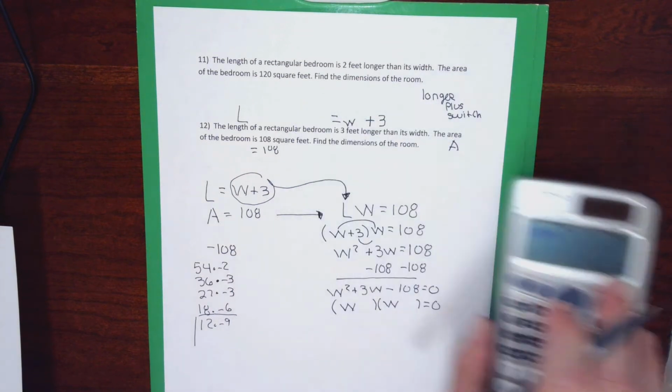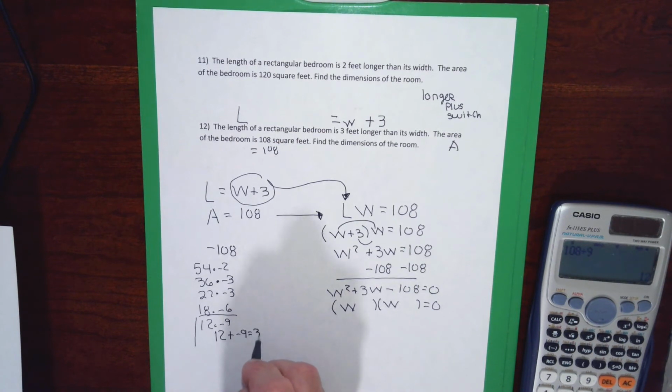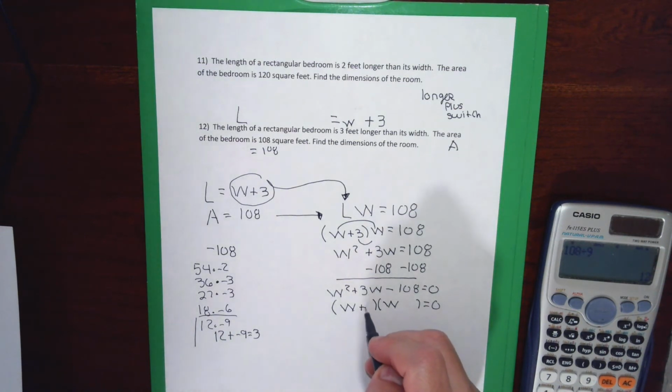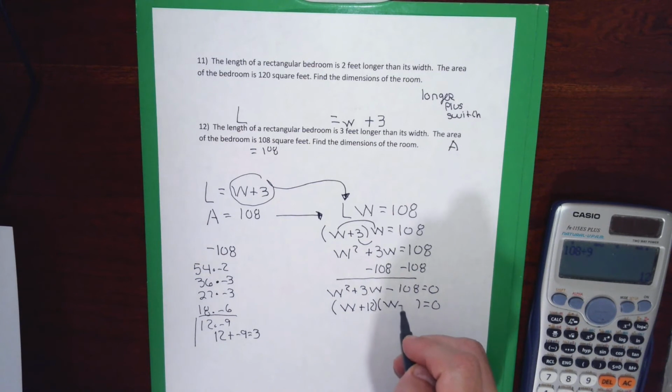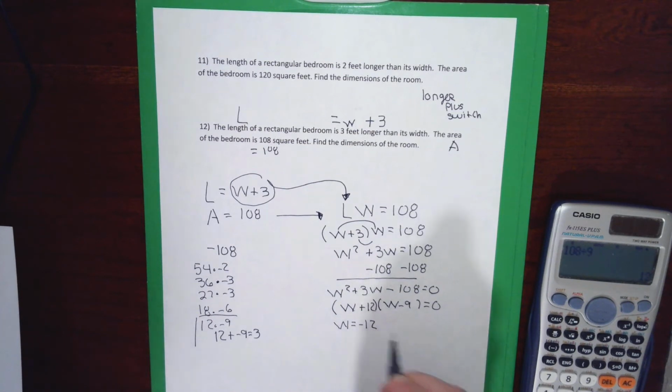I needed the pair of numbers in this listing that if I add them, I get positive 3. And that's going to be 12 and negative 9. So with more work than I care to do, I can get this factored into W plus 12 times W minus 9. The W plus 12 parentheses would give me an answer of W equals negative 12. The W minus 9 parentheses would give me an answer of W equals 9.